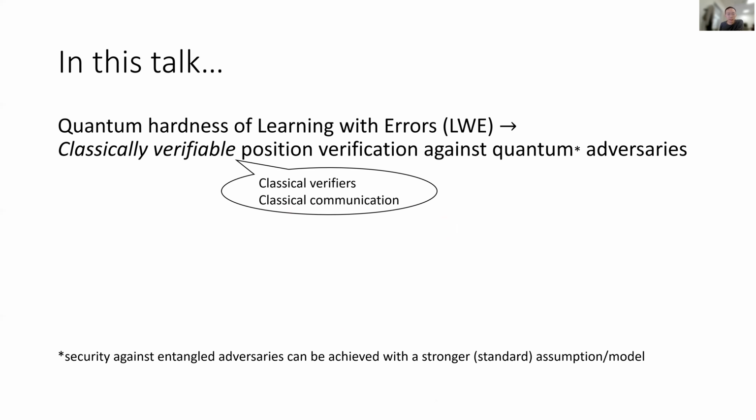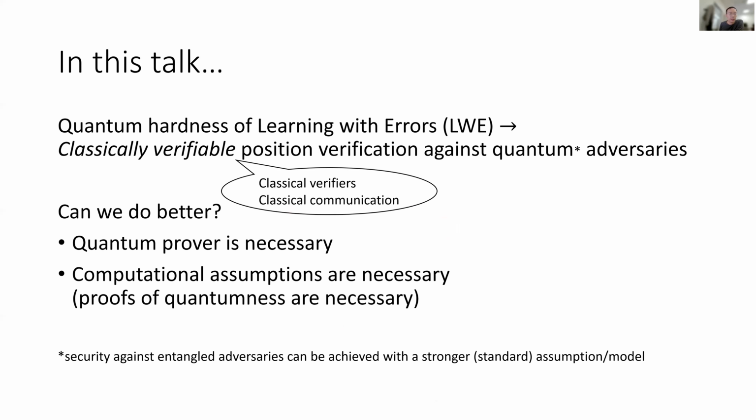So a natural question is whether we can do better. Unfortunately, we also show that for a classically verifiable protocol, you must have a quantum prover. And in particular, this kind of protocol would also imply the existence of what is known as proofs of quantumness. And therefore, you also have to assume some computational assumptions. You cannot construct unconditionally secure position verifications that are classically verifiable.